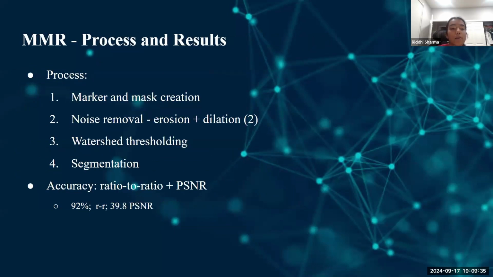So the creation of the marker and mask images guides us to the 4-step reconstruction process. After fine-tuning noise removal with a peak signal-to-noise ratio of 39.8, subsequent morphology operations are then deployed. The integration of watershed thresholding and segmentation leads us to a 92% accuracy rate for early-stage tumor detection.